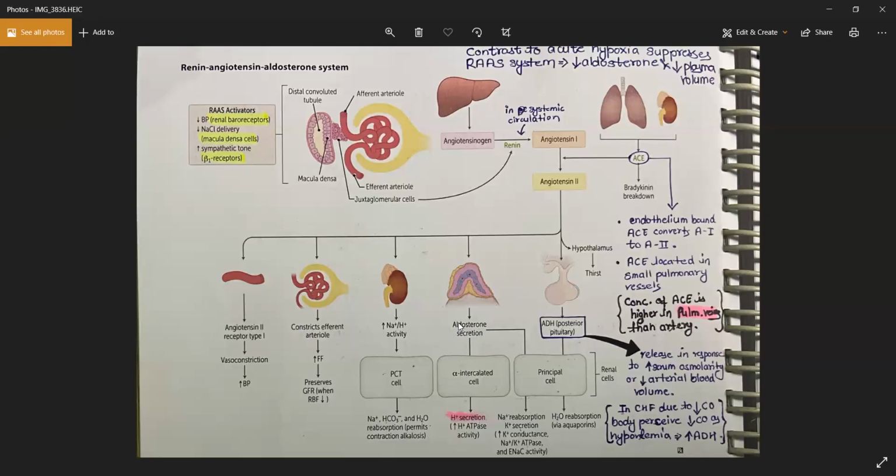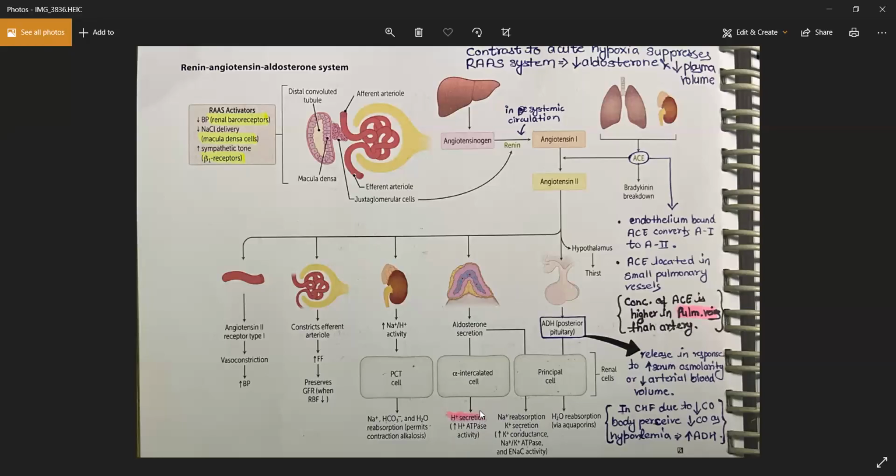When the aldosterone is activated, it does two things. In the principal cells, it will cause the reabsorption of sodium and the secretion of potassium via their respective channels. In the alpha intercalated cells, it will cause the activation of the hydrogen ATPase pump, so the hydrogen will be secreted into the tubules.